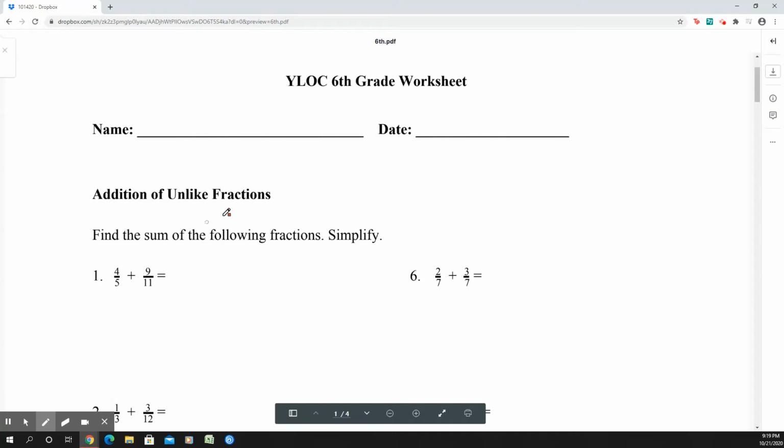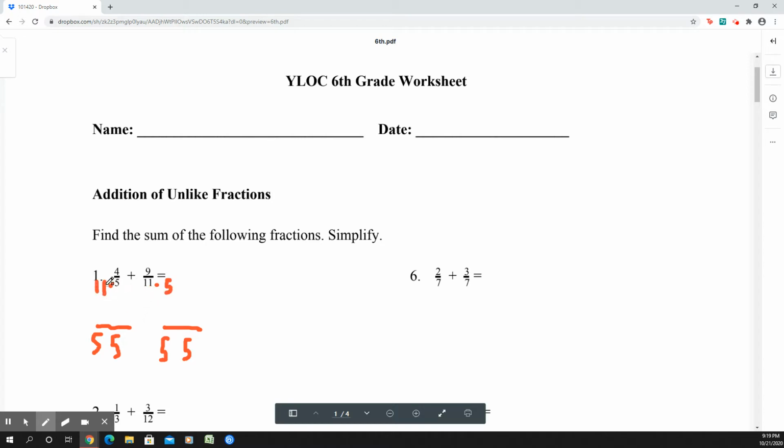Okay, so today we're going to start off with the addition of unlike fractions. Now, when you're adding unlike fractions, what you want to do first is find a common denominator, usually the GCF. So the GCF of 5 and 11 is 55. And so you take 55, and to get 55, you have to multiply 11 by 5. You had to multiply 5 by 11.